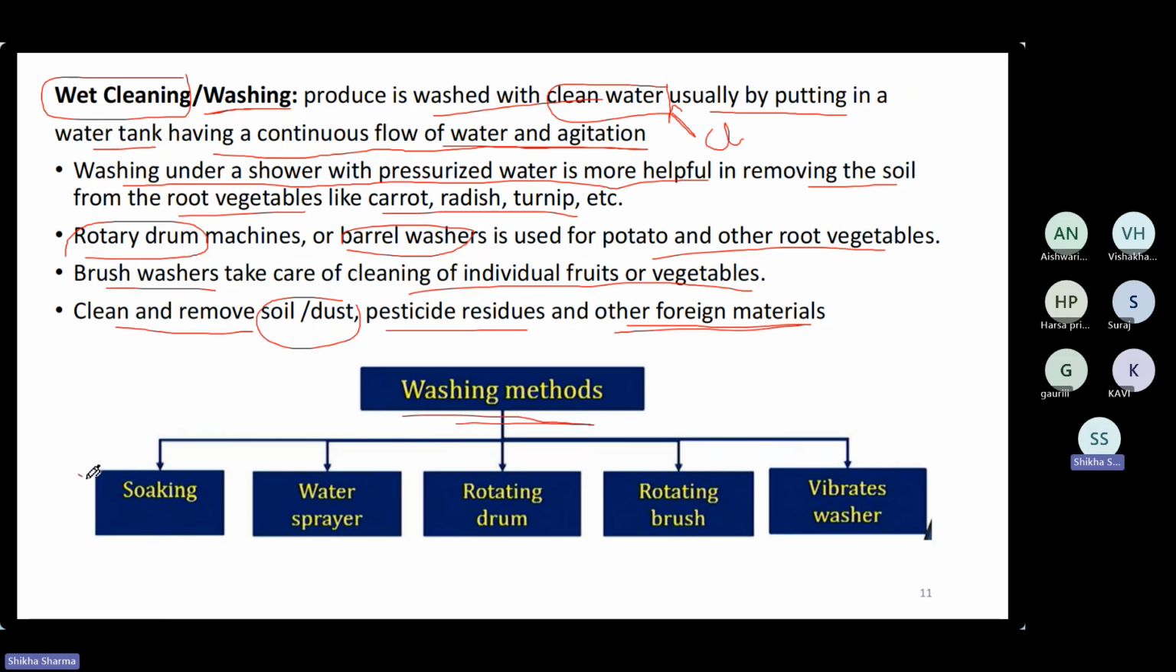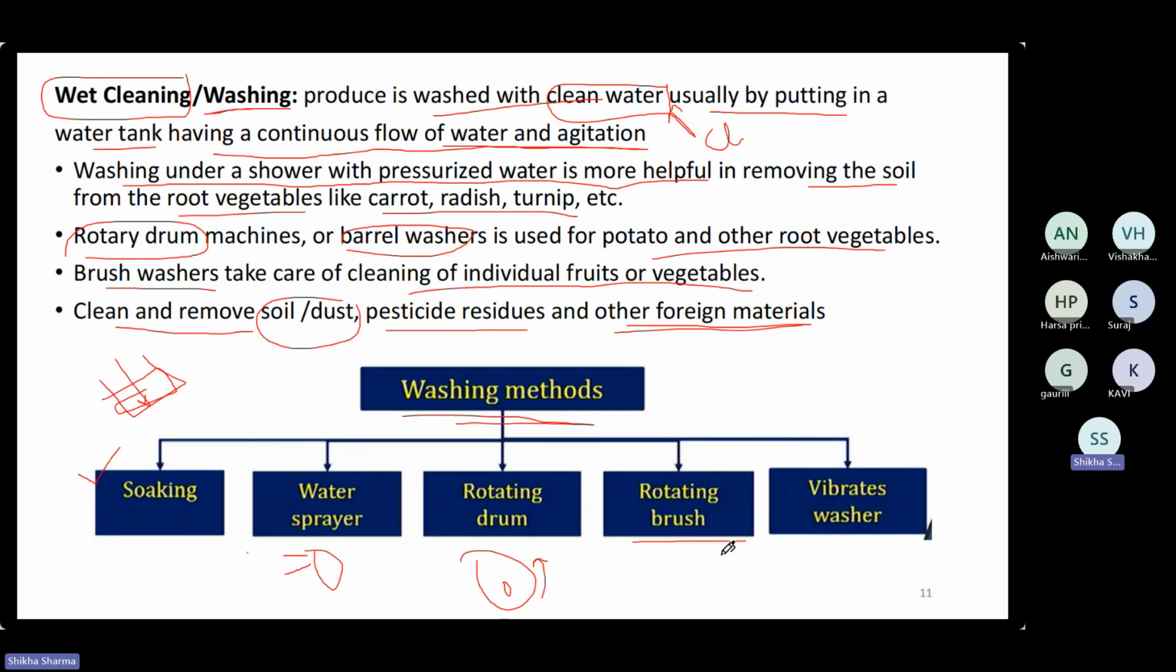It includes soaking. Soaking is just putting fruits or vegetables in a water bath, and we just need to soak, and some agitation system will also be there. In spraying, there will be a sprayer to spray the fruits or vegetables. Then the drum rotation method: a rotating drum will be there in which the fruits or vegetables are inside the drum, and water will also be there to clean the surface.